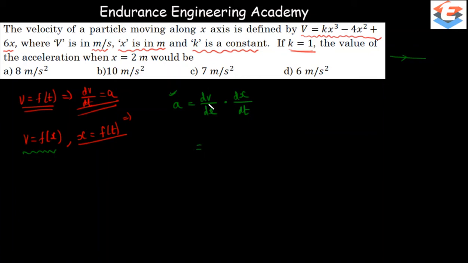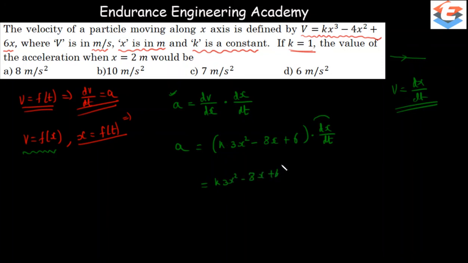So first let me differentiate velocity with respect to x. If I do that, what will happen? K into 3x square, right? Because k is a constant, minus 8x plus differentiation of 6x was 6 into dx by dt. So this will be my acceleration. Now what is this dx by dt? We already know, right? V is nothing but dx by dt. Rate of change of displacement is velocity. So k 3x square minus 8x plus 6 into velocity.